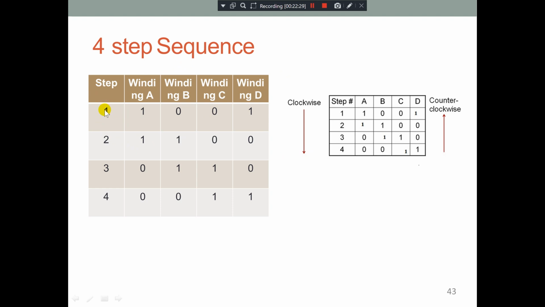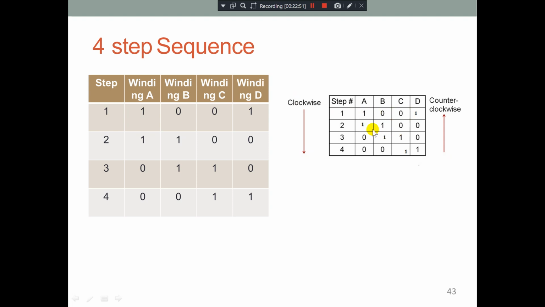In the first step, winding A is given 1, winding B 0, 0 and 1. In the second condition we make it 1, 1, 0, 0. In the third condition 0, 1, 1, 0. In the fourth condition 0, 0, 1, 1, to the windings. For the clockwise direction, what are we going to do?